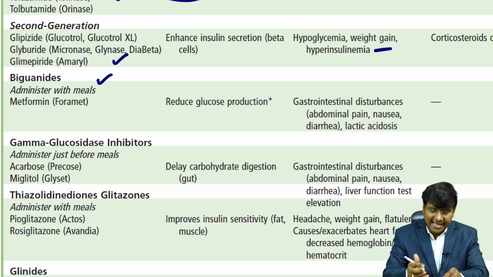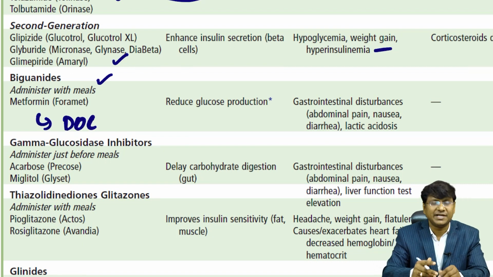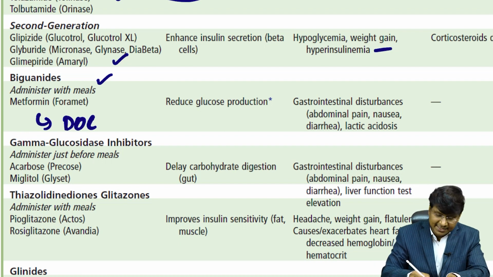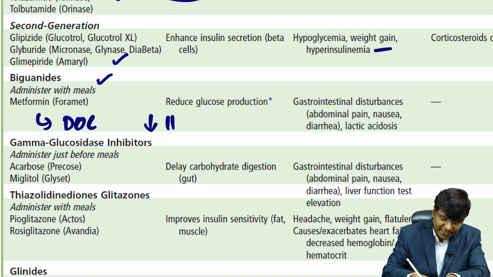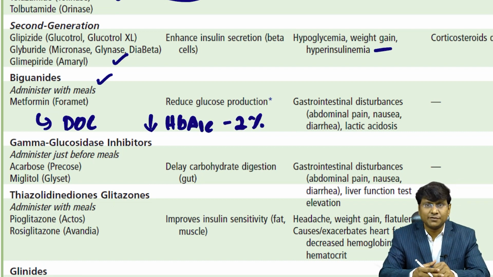The examples: biguanide, that is metformin. This is considered the drug of choice in type 2 diabetes mellitus, and it is an insulin sensitizer. The advantage of metformin is that it causes the maximum reduction in HbA1c. It will reduce the HbA1c by almost 2%, and that is the reason why it is considered the drug of choice.